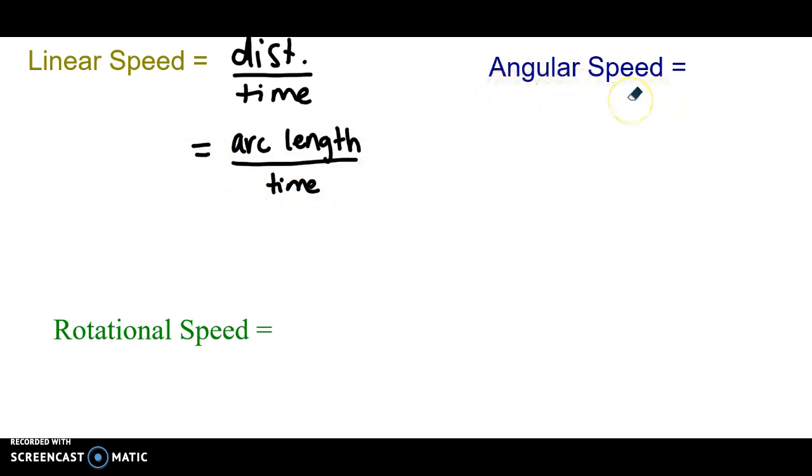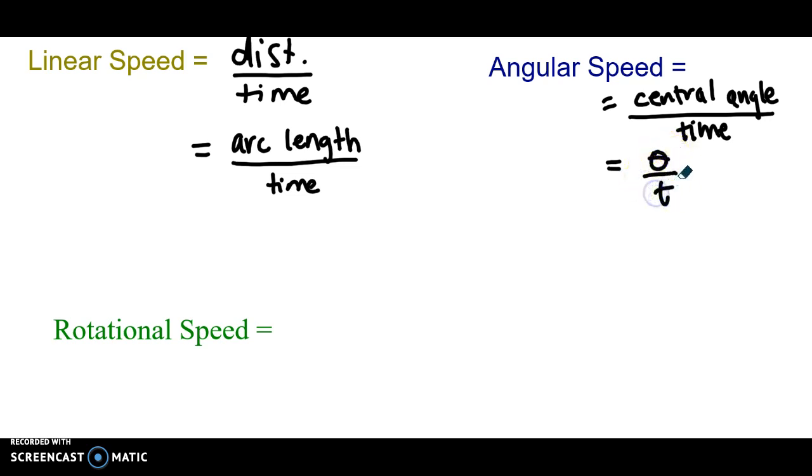For angular speed, like I said before, we're thinking about rotation or how fast an angle is changing. So this is going to be equal to our central angle theta, which is always in radians, over time. Maybe you should make a note that theta is always in radians here. And again, we're talking about how quickly an angle is changing as it rotates an object.